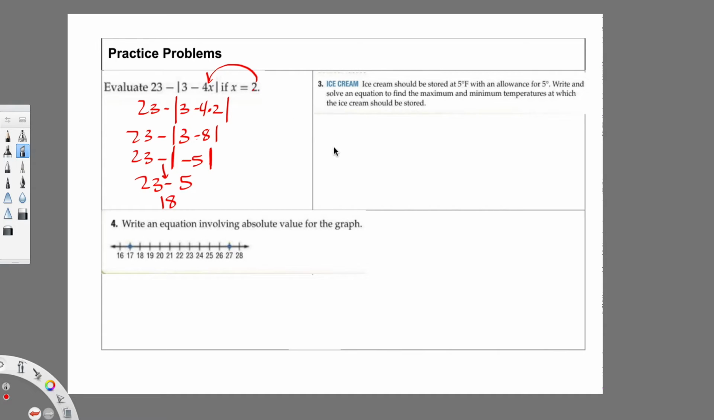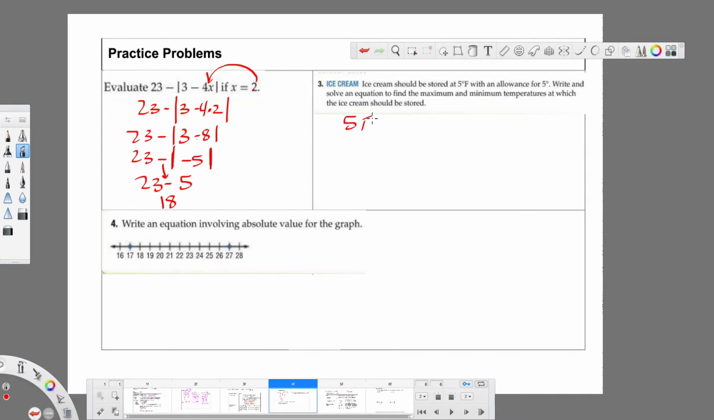All right, we want to identify some pieces. So first, it should be stored at 5 degrees. So 5 Fahrenheit is our midpoint.